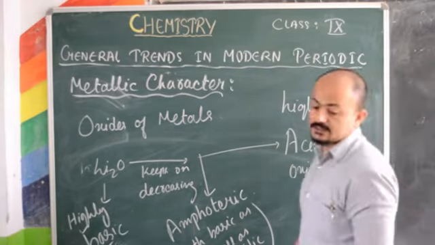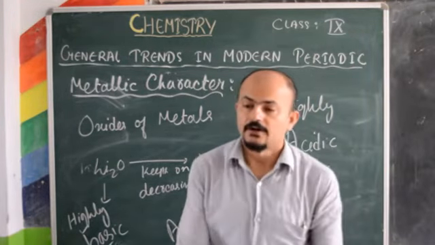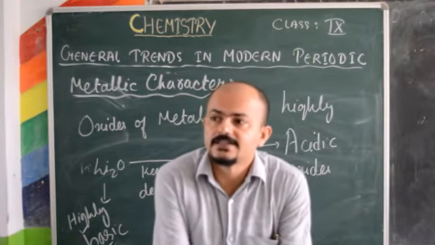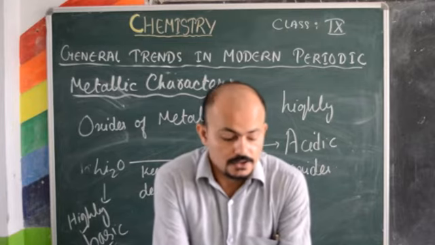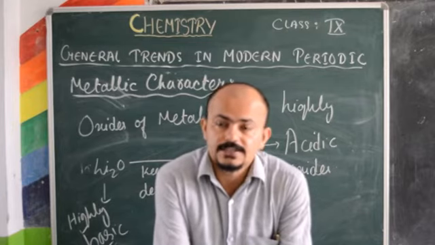So this is the trend of how the nature of the oxide varies in the periodic table from left to right. With this we come to the end of today's class. We'll be seeing you in the next video.